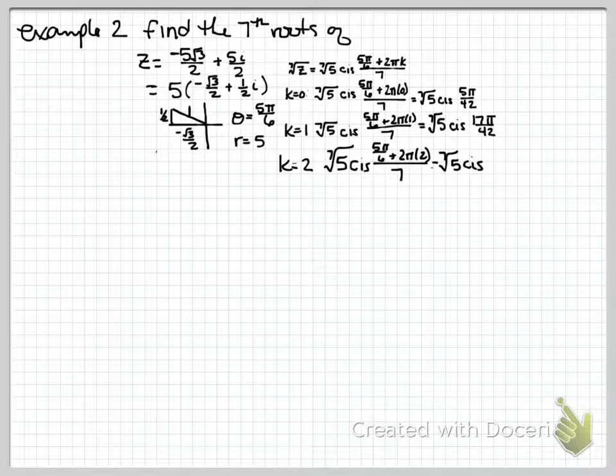Okay, so 5 pi over 6 plus 2 pi times 2, so that's 4 pi. Change it to a common denominator, becomes 24 pi over 6 plus the 5 pi over 6 gives me 29 pi over 6 divided by 7, so that's 29 pi over 42. Now remember what we just talked about, that there's a pattern here? And so we can start looking at our pattern.